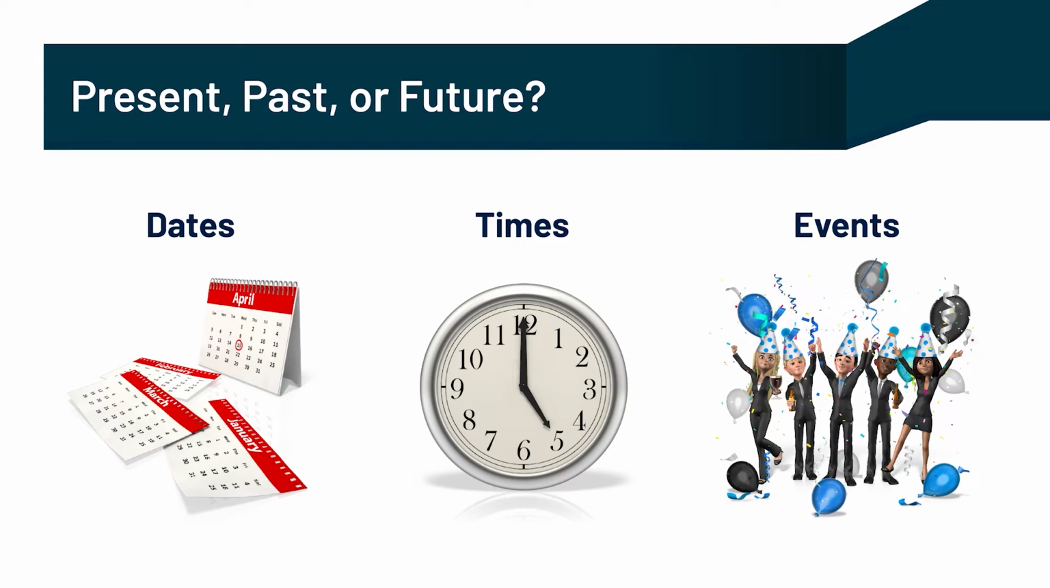Keeping track of dates, times, and events is very important for everyone. And the way we talk about plans and activities requires us to use verbs in the correct tenses so that people will know something is going on in the present time, or if it happened in the past, or if it will happen in the future.